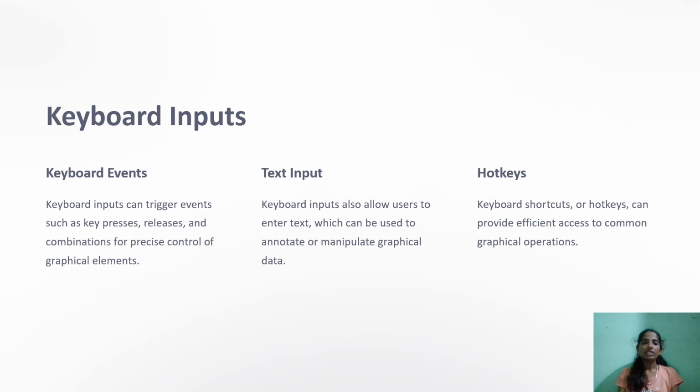Now, let's see about the keyboard inputs. In the keyboard inputs, there are three methods: keyboard input events, text input, and hotkeys. For the keyboard events, keyboard inputs can trigger events such as key presses, releases, and combinations for precise control of the graphical elements. Next, text input. Keyboard input allows users to enter text which can be used to annotate or manipulate graphical data. At last, hotkeys. Keyboard shortcuts or hotkeys can provide efficient access to the common graphical operations.